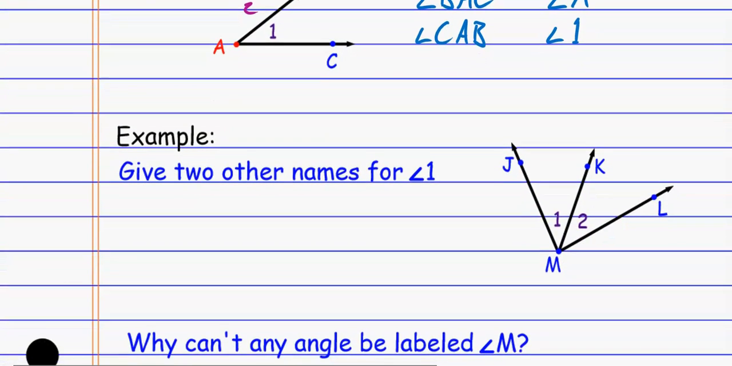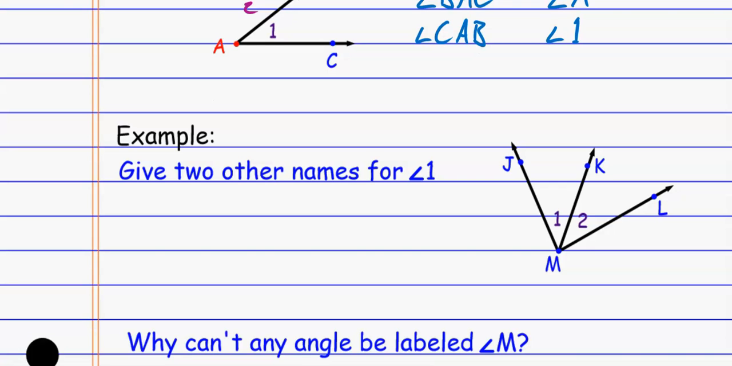For example, if I look at something like this guy, it says give 2 other names for angle 1. So again, if I'm talking about angle 1, the only other way to label this, because I can't use just M, is to use the 3 values. So think about the order in which you have to connect those. Connect the dots to form the angle. And so one of those would be angle, I could start at J, draw to M, and then draw to K. That would give me angle 1.